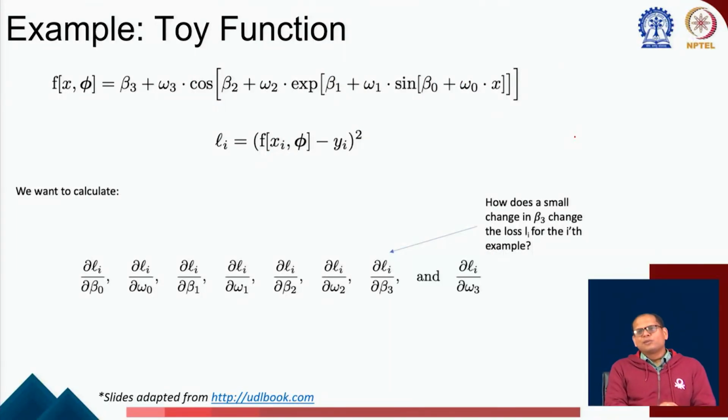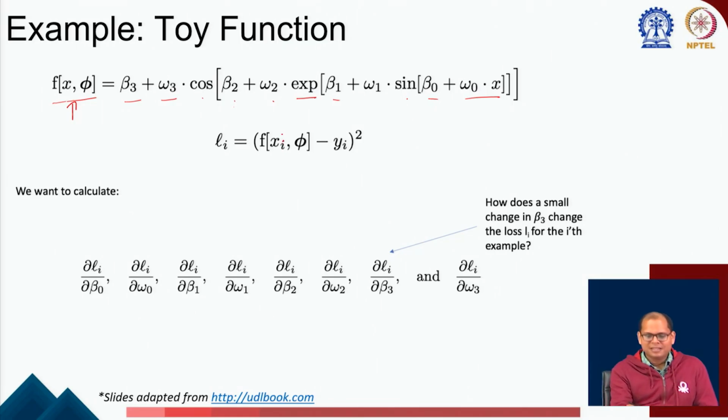Okay. Now, we will see a toy example first and then we will come to a deep neural network, to see how backpropagation is actually done. So, we will see a simple equation here. All are scalars. So, a function of x and phi: beta 3 plus w 3 cosine of beta 2 plus w 2 exponent of beta 1 plus w 1 sine of beta naught plus w naught x. And let us say this gives you f(x, phi) given an input x. It is a scalar, it gives me a final scalar output, and I have my ground truth.